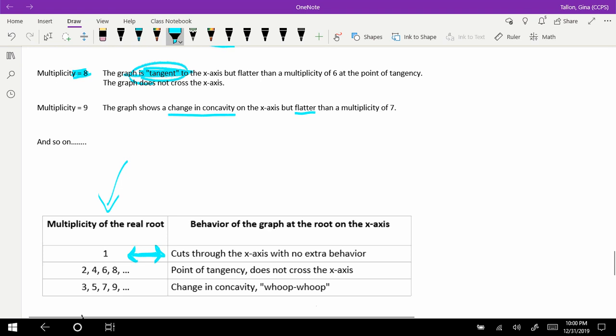The points of tangency and the changes in concavity, which are our points of, what do we say? Inflection. You get that little whoop whoop thing on the 3, 5, 7, 9, and so be it. We have to know the multiplicity of the roots. We've got to be able to recognize the multiplicity within a function, within the functional notation, and within the graph itself.